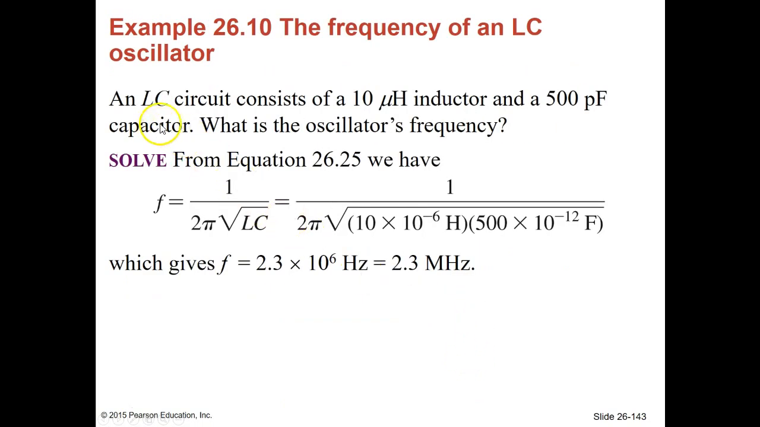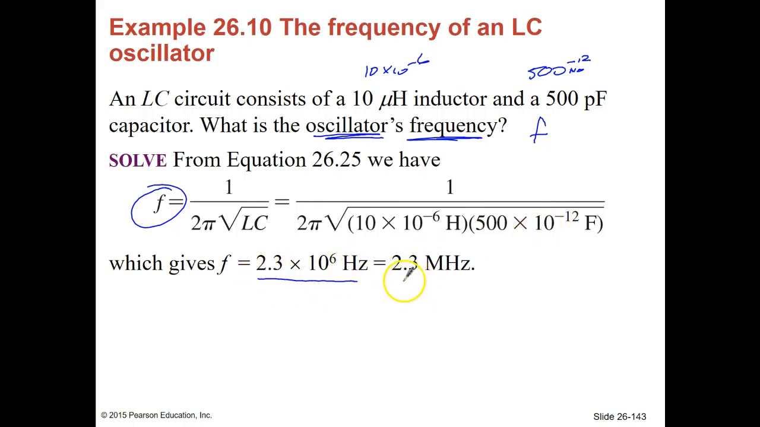Here's a good example. We have an LC circuit with a 10 microhenry inductor, so this is 10 times 10 to the negative 6, and a 500 picofarad capacitor, and pico is negative 12, so 500 times 10 to the negative 12. They want to know what is the oscillator's frequency, so we're looking for f. From our equation, we do 1 over 2 pi times the square root of the inductance times the capacitance, and we get 2.3 times 10 to the 6 hertz, which would be 2.3 megahertz.